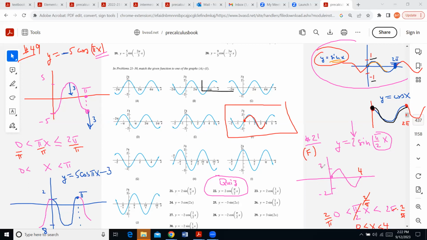So all you have to do is just tell me the letter that corresponds to the graph of exercise number 22, since it is our quiz. So one of the letters, like A, B, C, whatever, definitely not F, because F is already taken, right? So which letter do you think has a graph of this equation, exercise 22?